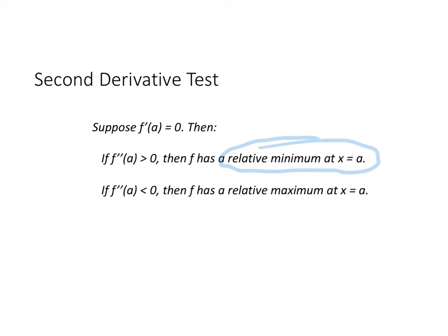And if you think about that, if the second derivative is positive, that means we're concave up, so therefore it's a minimum. Similarly, if the second derivative is less than 0 or negative, then we have a relative maximum. And again, remember that if the second derivative is negative, we're concave down, and that means we have a maximum at that point.